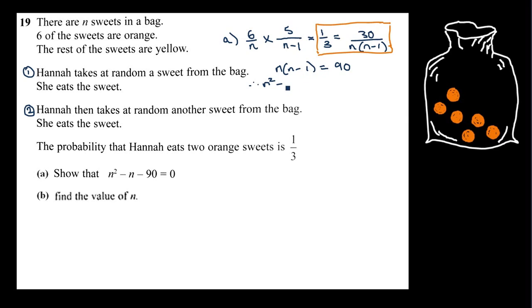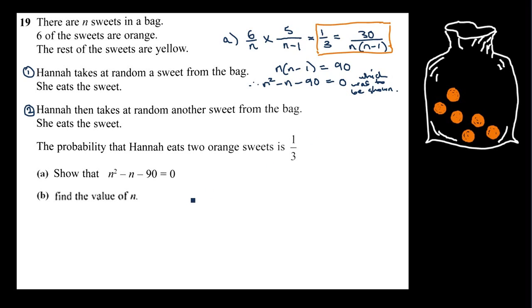is n minus 1, n times minus 1 is minus n. Now, subtracting 90 from both sides, minus 90 equals 90 minus 90, 0. There we are, which was what we had to show. We could write, which was to be shown. Okay, so that's completed part A.